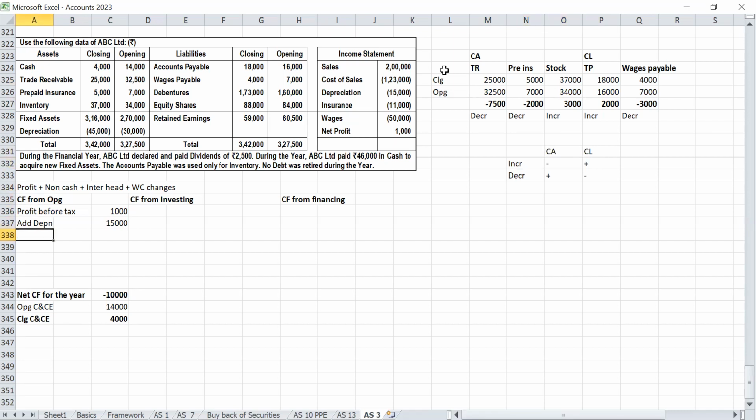First, trade receivable decrease. Decrease in receivable, 7,500 positive. Then decrease in prepaid insurance, positive 2,000. Then increase in stock, negative 3,000, and then increase in trade payable, so positive.